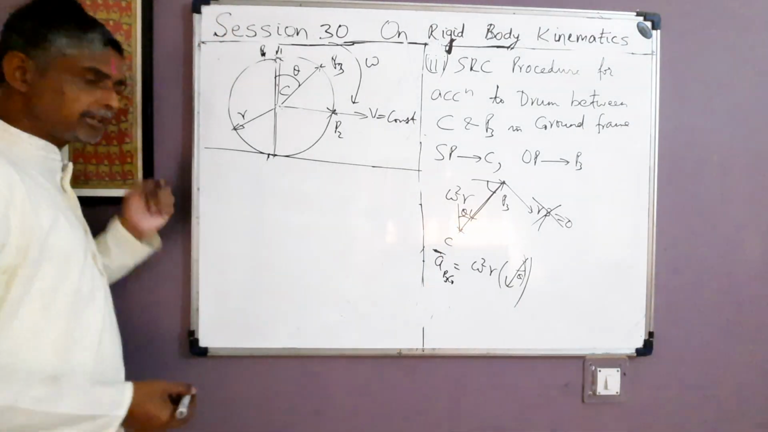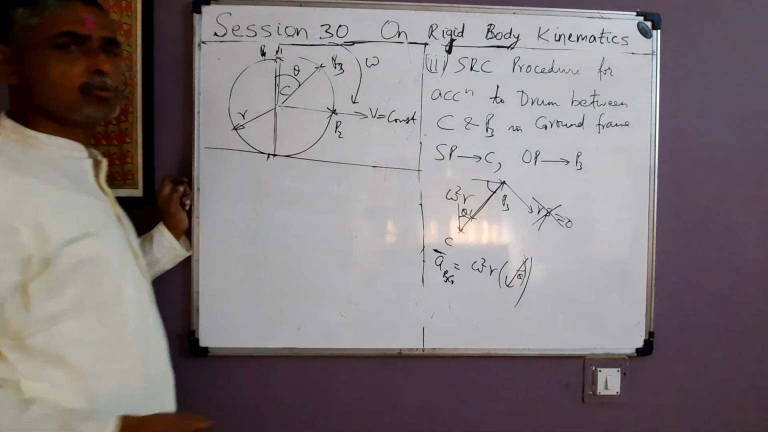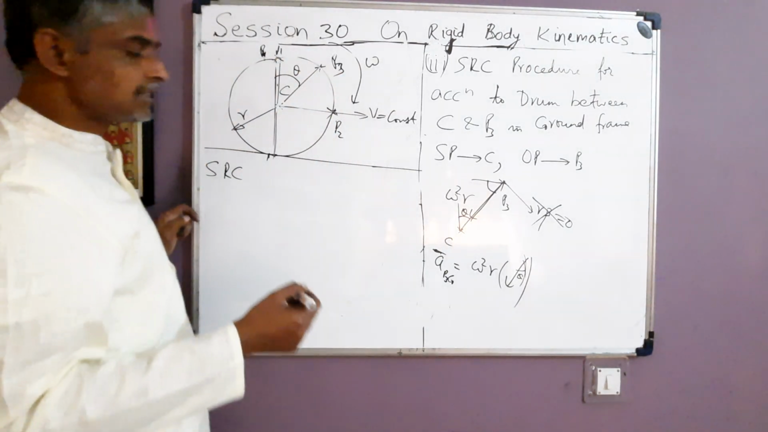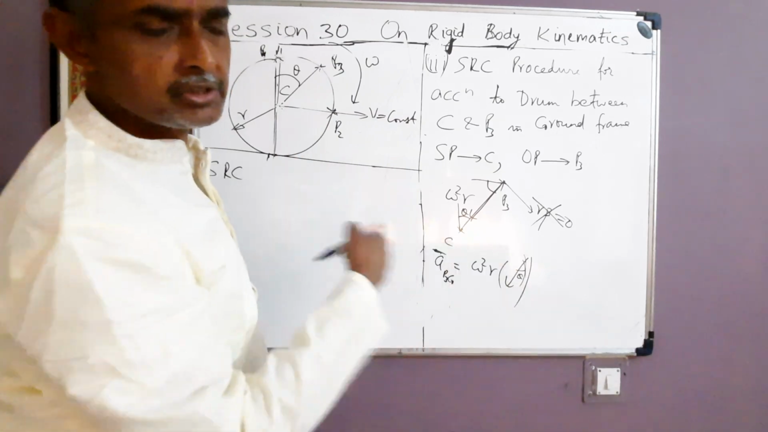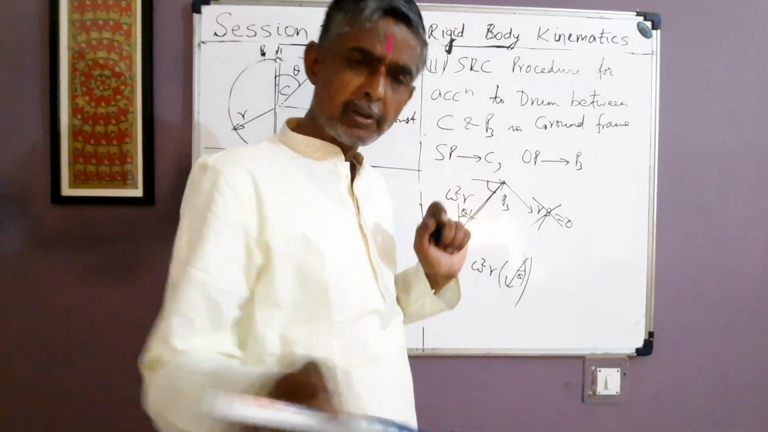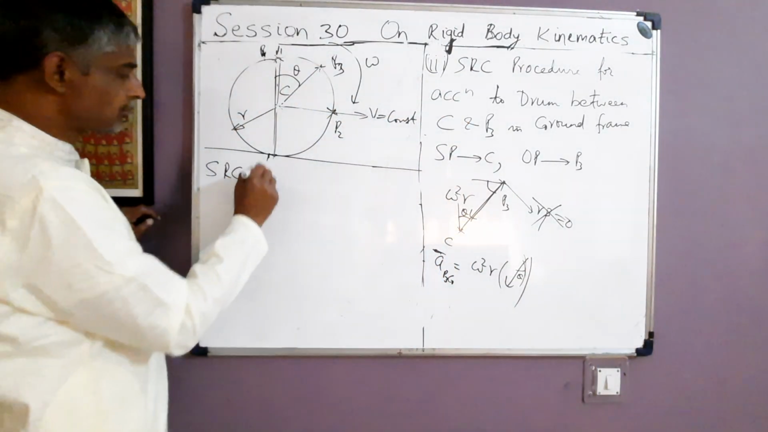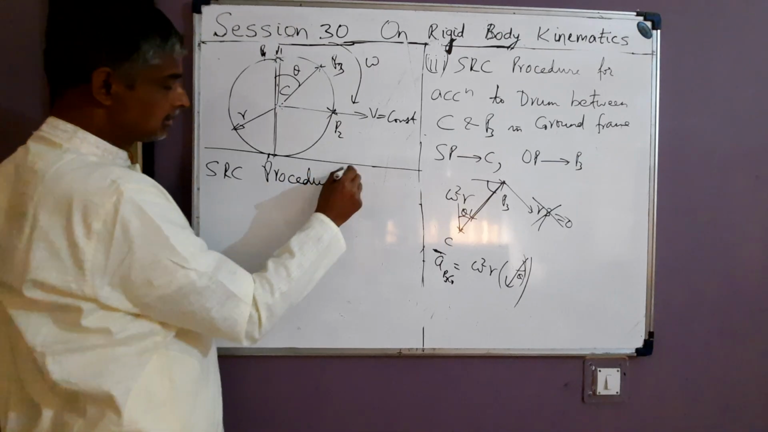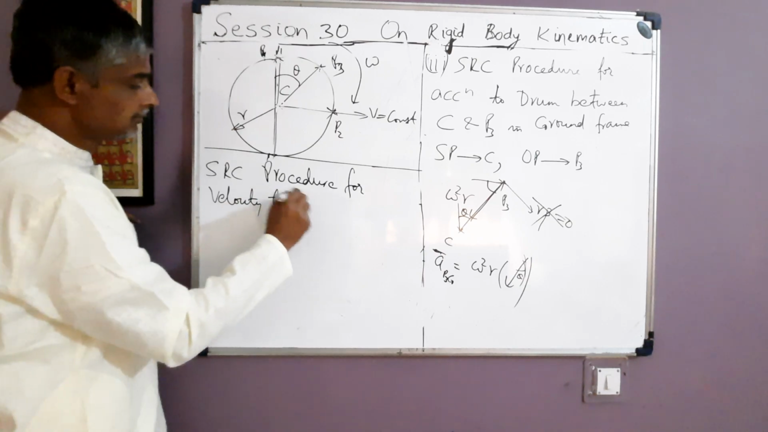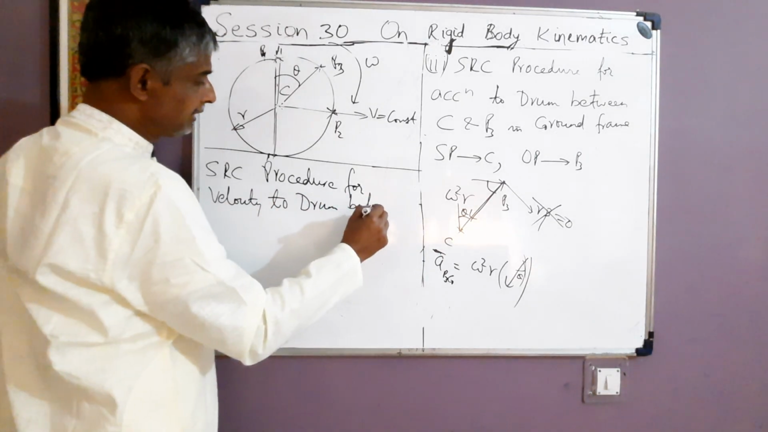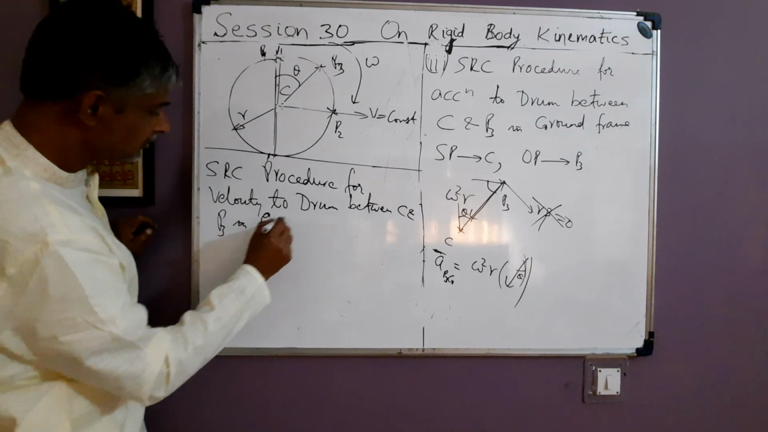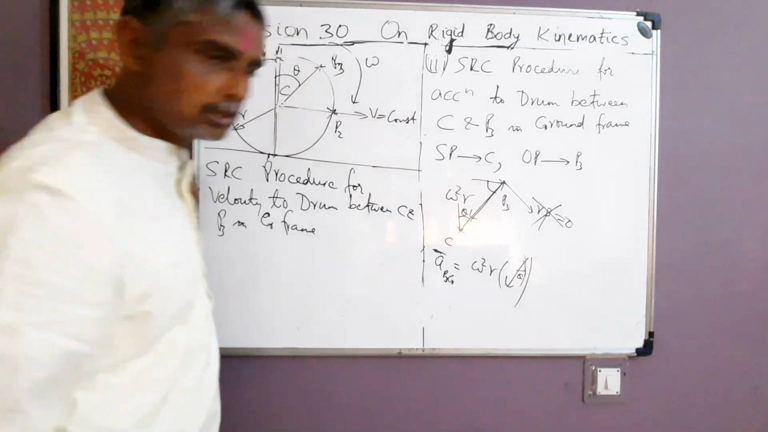So now I apply the SRC procedure for velocity between C and P3 in the ground frame. The entire SRC procedure for velocity was fully discussed in the previous videos. You go and search it, you'll get it. They have all been put in the playlist, so if you go to the playlist, you'll get everything. So, SRC procedure for velocity to the drum between C and P3 in the ground frame, G frame, meaning ground frame.